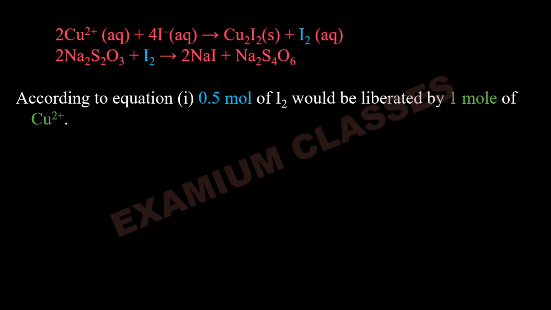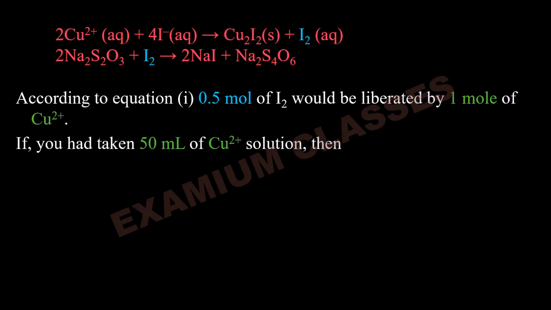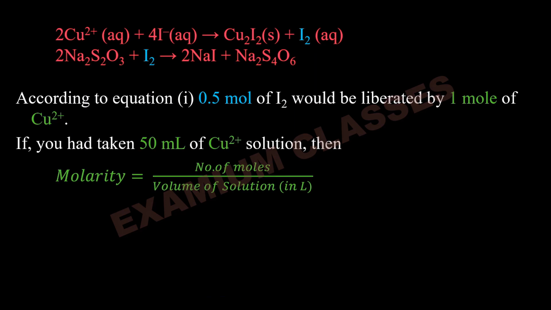So according to the equation, 0.5 mole of I2 would be liberated by 1 mole of copper sulfate. Once you know the moles, and suppose the volume of the copper sulfate was 50 ml, then you will get the molarity as number of moles divided by volume of solution in liters. It will be 1 mole divided by 50 milliliters, that is 50 into 10 to the power minus 3 liters. When you solve, it will be 20 M. That is just an example to elaborate how you calculate the strength of the analyte.